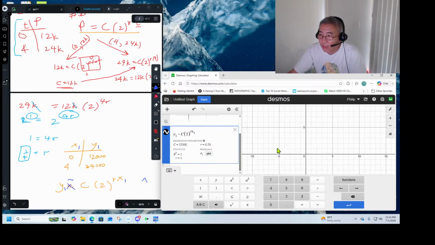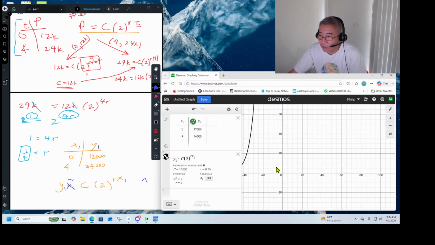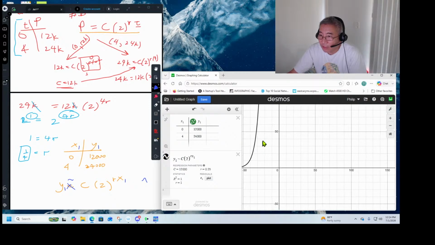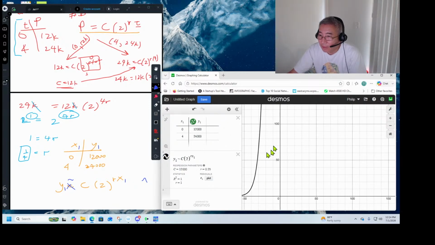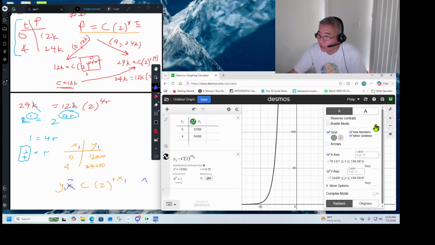If I wanted to see this in a graph, notice that no matter how much I zoom out, it's really hard to see it, and I can barely see the graph. If you want to see values on the graph without zooming out, let's say that I want to know when does this model cross the y-axis, I can see that by changing the grid.